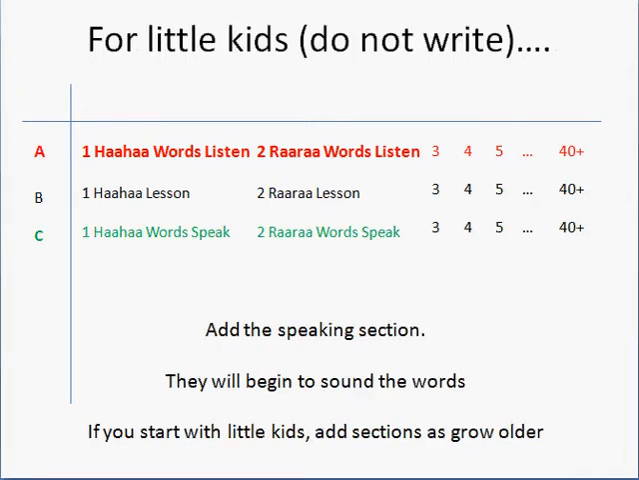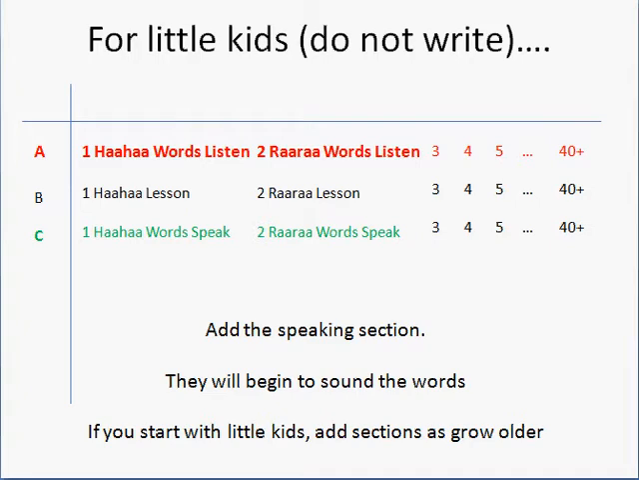Okay, what if you have little kids? The little kids can hear and they're able to speak, but they are not really in writing mode. Well, you're the parent. You'll have a pretty good idea as to what stage they're at. Here's what you can do. Add the C series to it. Then what happens is they are hearing the words, they're listening to the words, and then in the C series they have to speak the words.